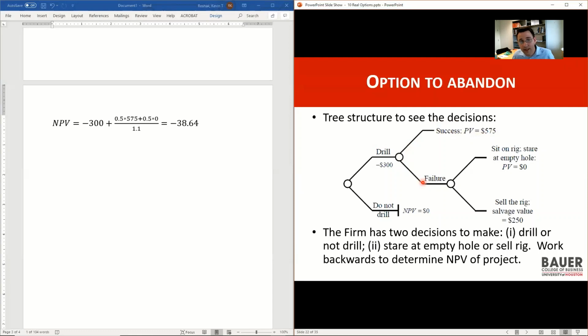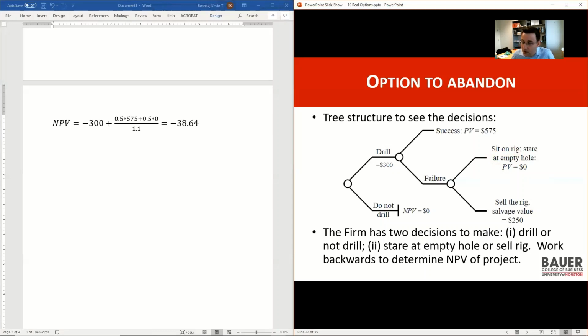Our decision is not quite done yet. We still need to figure out what we do in this failed state. You could, like our baseline suggested, stick to the plan, right? I'm not going to quit. I'm going to do what I plan to do. I'm going to just sit on that rig and stare at this empty hole with no oil. Okay. What's the present value of that? Well, we said that's 0. Right? You're not going to get any value from a failed drill.